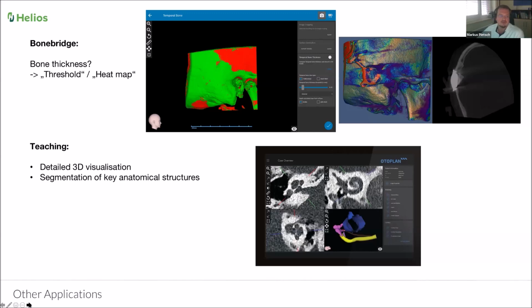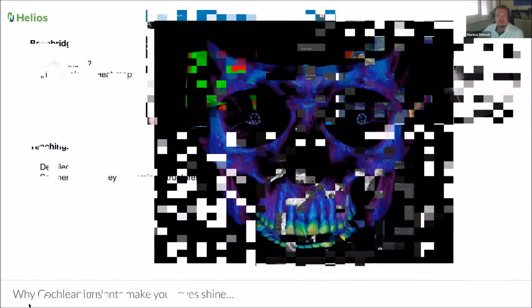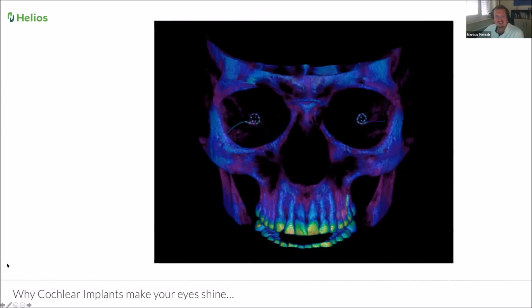So now I'm at the end of my presentation, and here you can see why cochlear implants make your eyes shine. This is an actual image of my own head. Thank you very much.